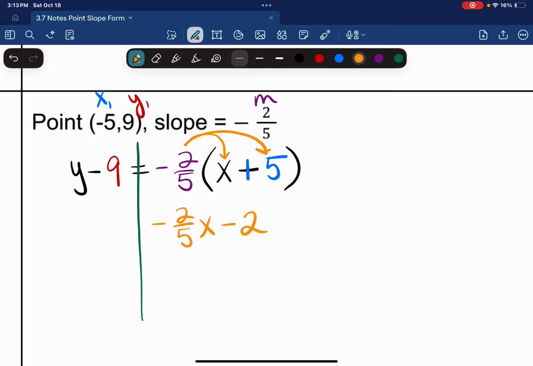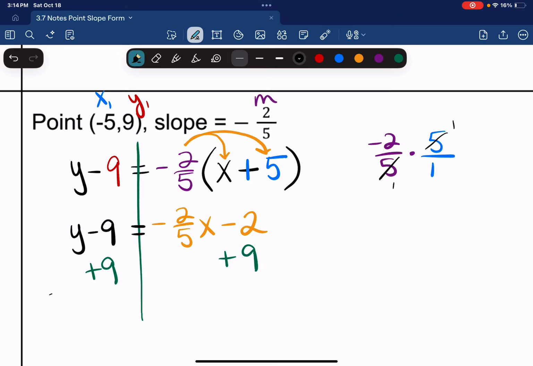You can use your calculator, or just remember that when you're multiplying fractions, you multiply numerator times numerator, denominator times denominator. That 5 can be written as 5 over 1, and then of course your 5's reduce, and you're left with that negative 2 or minus 2. And then the left side of our equation, we just bring down our y minus 9. So I still just need to isolate that y value, and the opposite of minus 9 is plus 9. So let's add 9 to both sides of this equation.